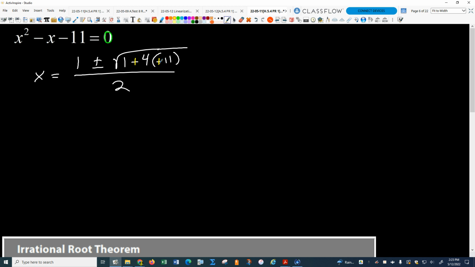So then I'm actually getting, for this, x equals 1 plus or minus the square root of 1 plus 44, all over 2, right? What does the square root of 45 simplify to? 3 radical 5, right? Because I could split that into 45. That's pretty good. But how do we get that?